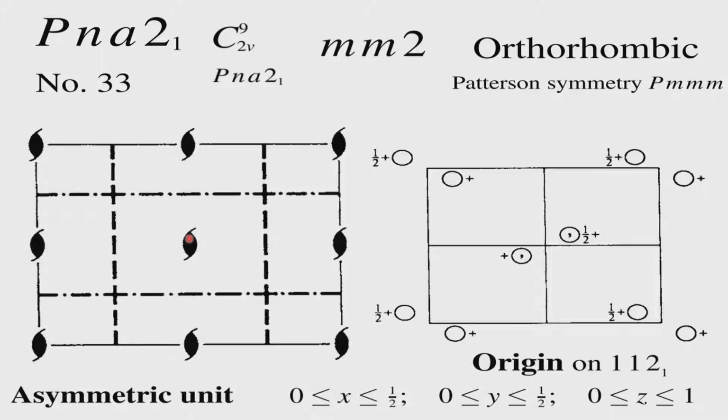PNA21 is a space group which is primitive, of course. P represents the primitive axis. N is a glide which is perpendicular to the A direction. N is a glide which is normal to the A direction. There are different textbooks which give different ways of interpreting it, but let us take these two definitions, which are correct definitions. N is normal to the A direction.